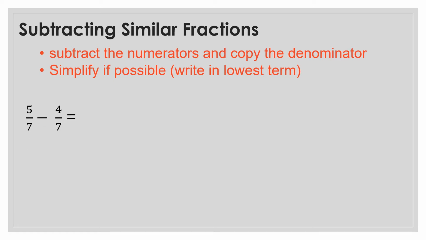5 over 7 minus 4 over 7. 5 minus 4 is 1 over, copy the denominator, 7. So, the answer is 1 over 7.